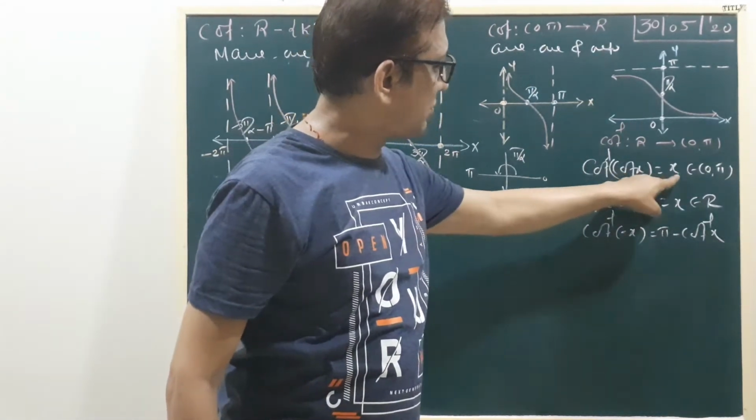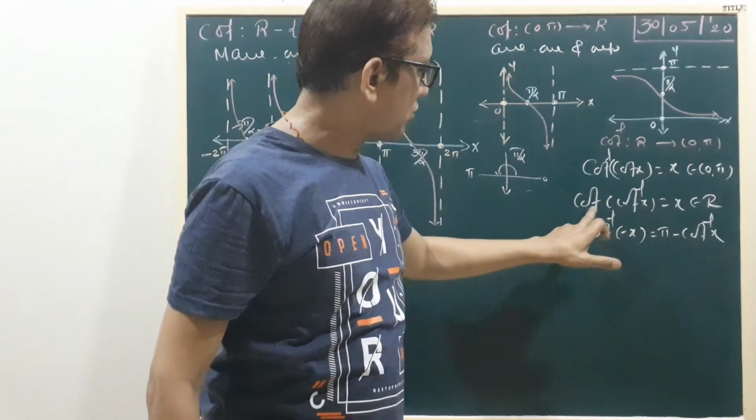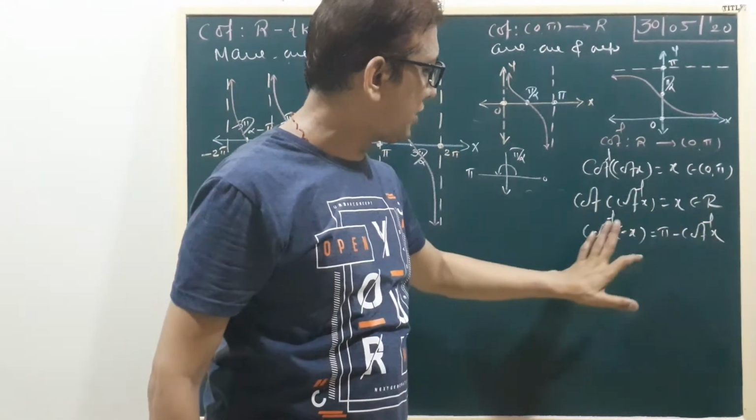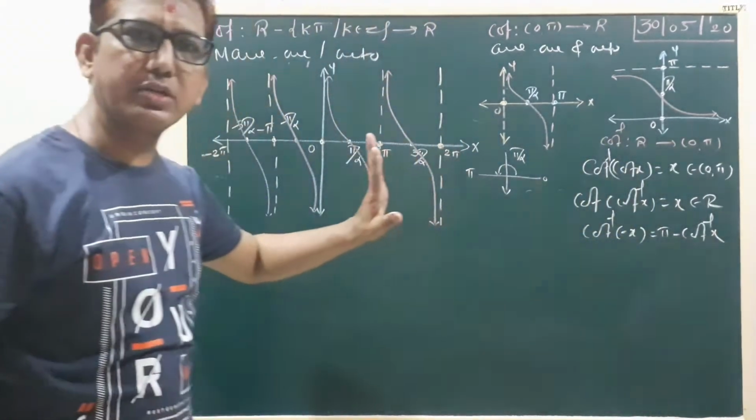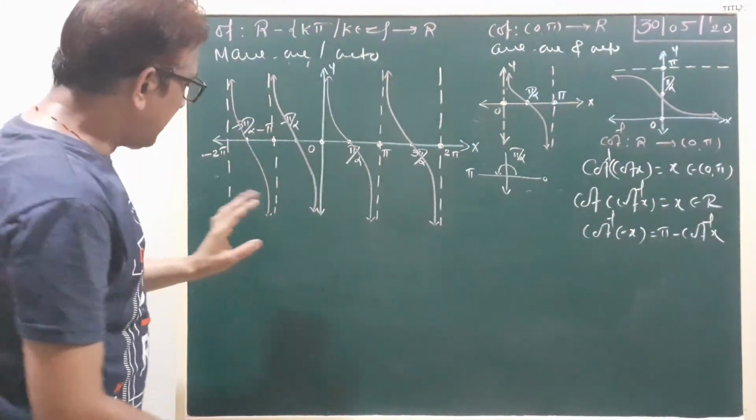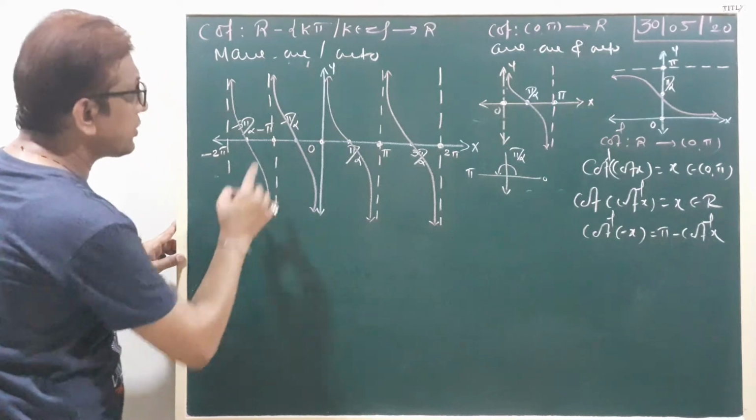Then we write the three formulas. Cot inverse of cot x equals x, where x belongs to 0 to pi. Cot of cot inverse x equals x, x belongs to R. And for cot inverse of minus x, we write pi minus cot inverse x. Now we write a total of 6 sums on the cot inverse function.